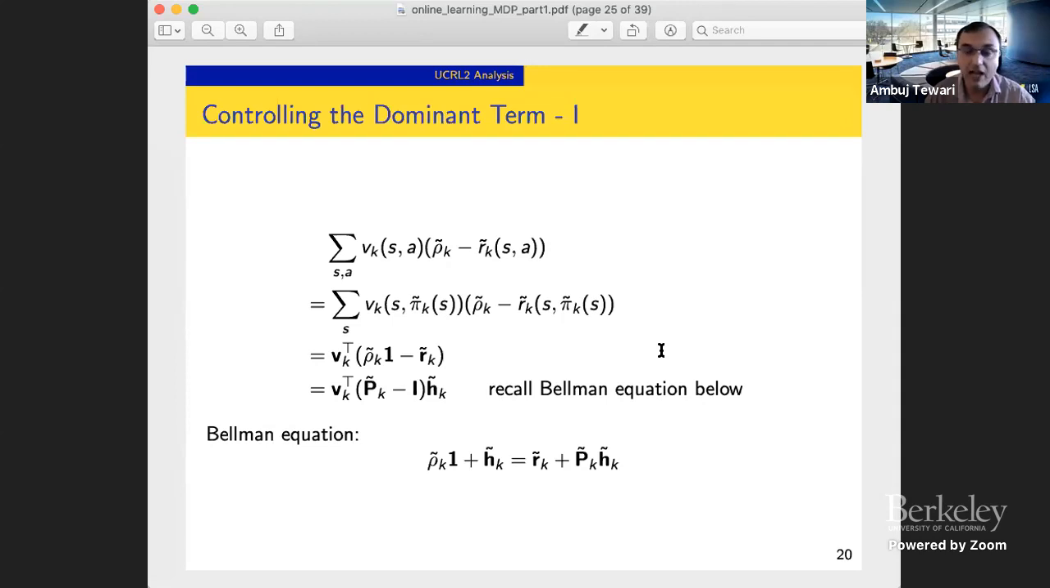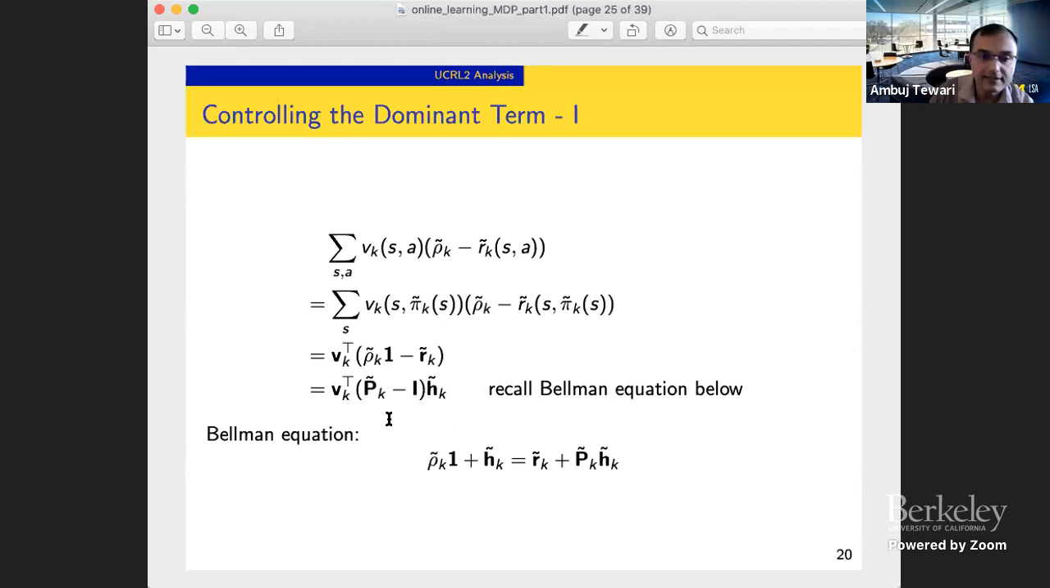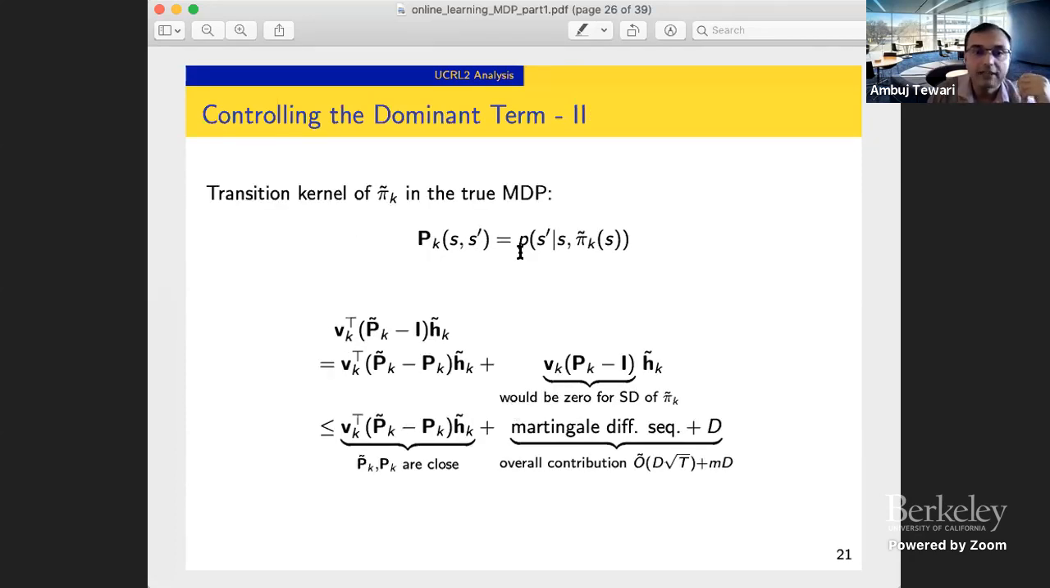And now the dominant term in the analysis is this type of term where the visitation counts, we're taking inner product of that with P tilde H minus H tilde, which can be factorized as P tilde K minus identity times H tilde. And recall that P tilde is a fictitious transition kernel. It's the transition kernel of pi tilde in a fictitious MDP. But pi tilde has a real transition kernel in the real MDP. So let's call that P.